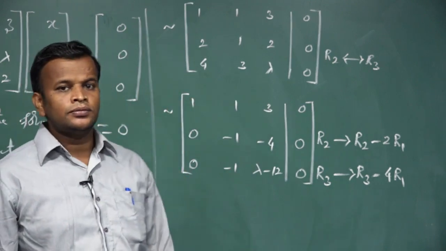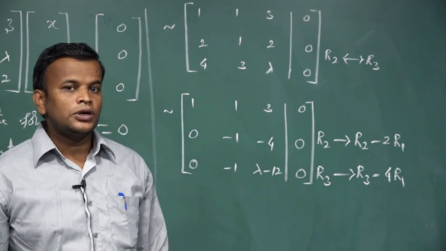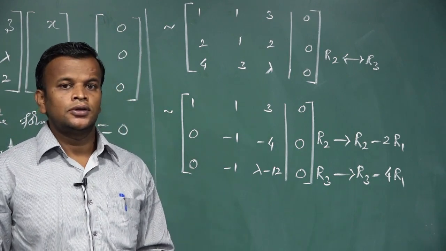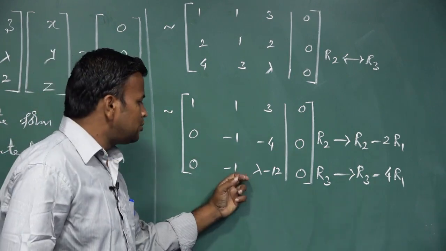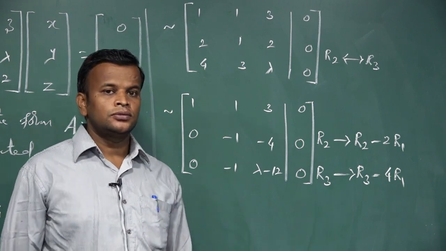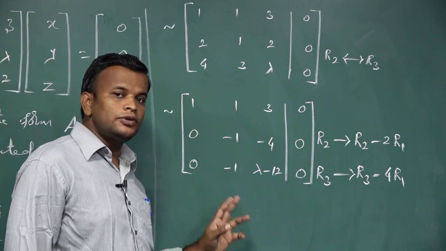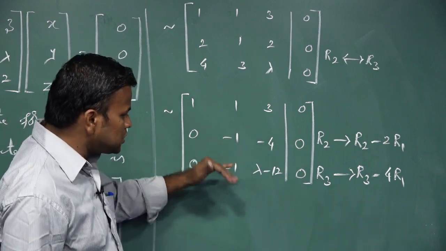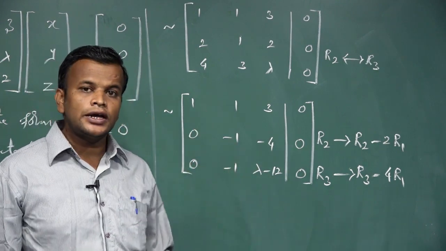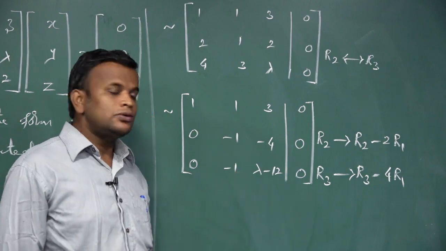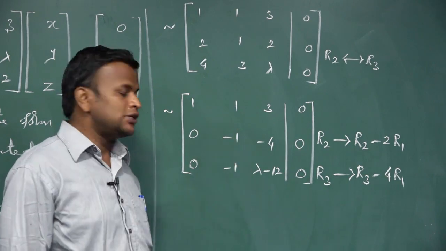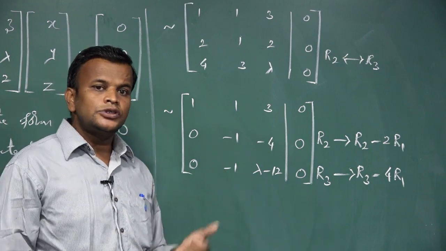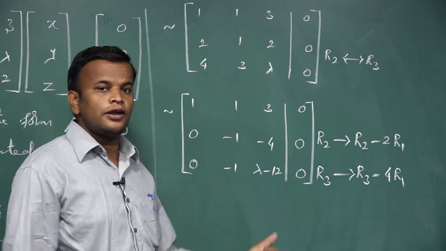Is it in echelon form? No, it is not in echelon form. We do one more step. What is the step? To convert this element also to become 0. Now you have an idea. We check R3 and R2. We write R3 as R3 minus R2 because both have the same sign. Suppose we subtract, this element also becomes 0. Then it is in echelon form.